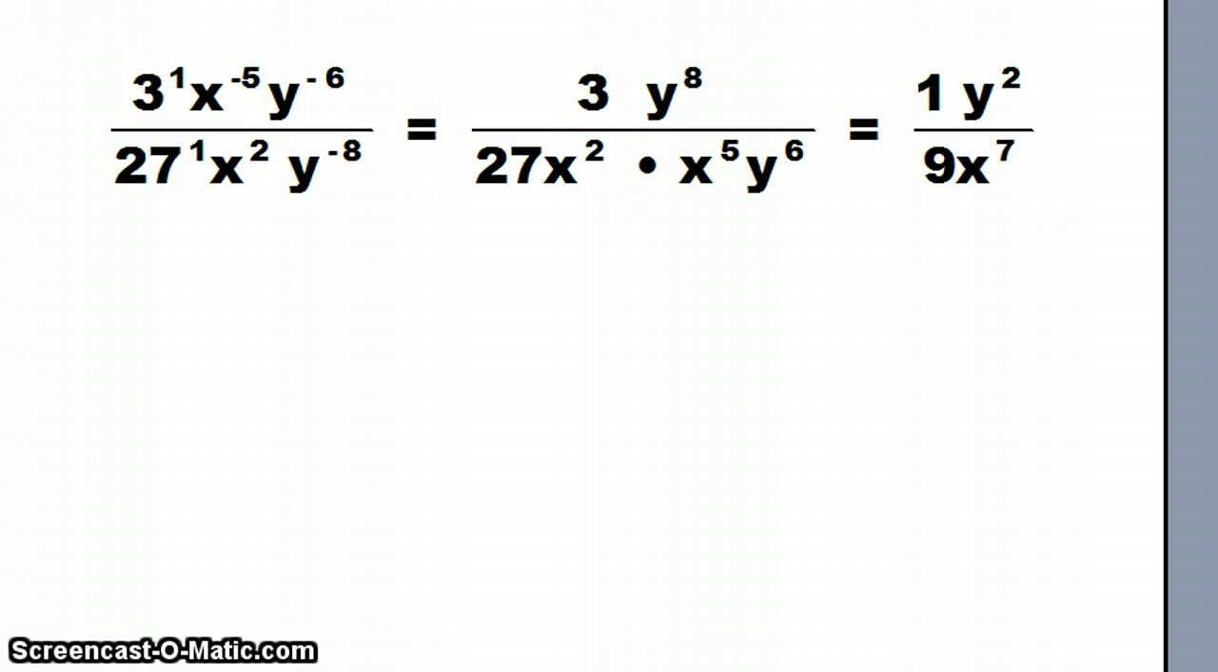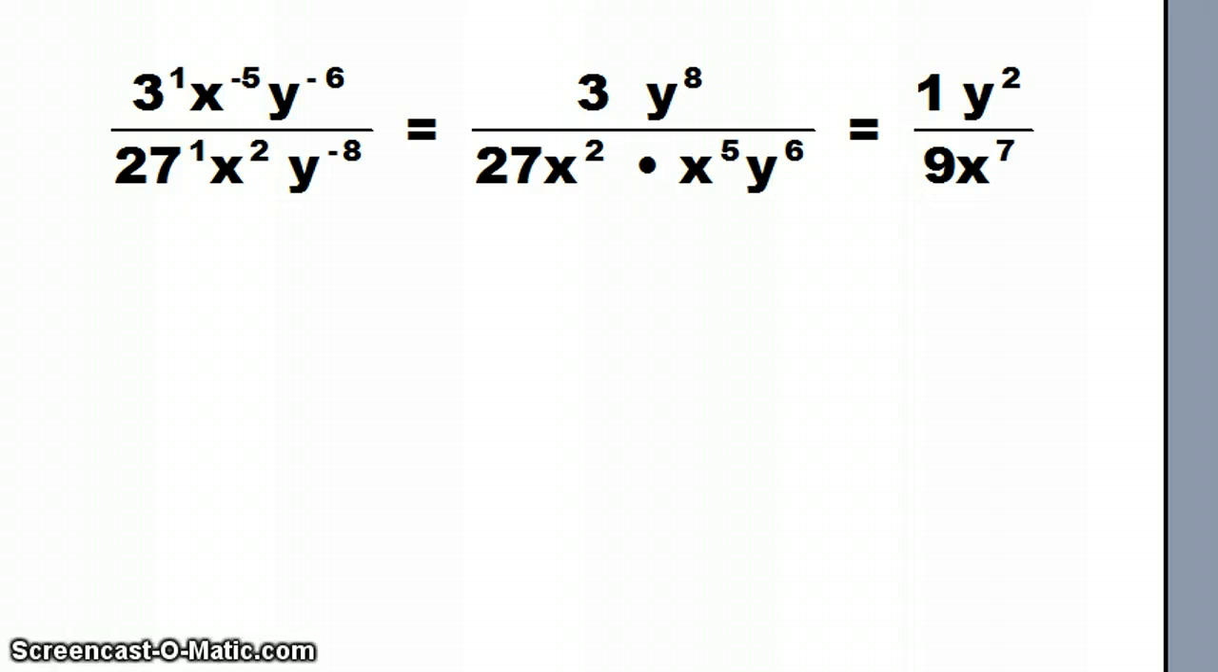So 3 has an exponent of 1, it stays on top. X to the minus 5th has a negative exponent, we place it on the bottom as you see in the middle example. Y to the minus 6 has a negative exponent, so we're going to put it on the bottom also. 27 has an exponent of 1, we leave it where it is. X to the second has a positive exponent, we leave it where it is. And y to the minus 8 has a negative exponent, so we're going to move it up to the top.